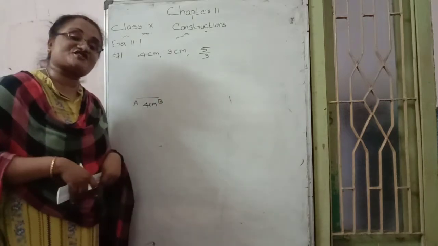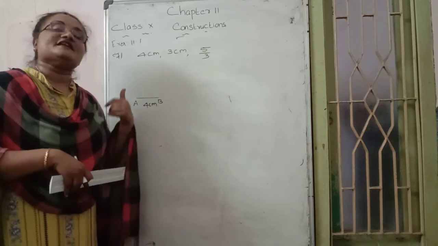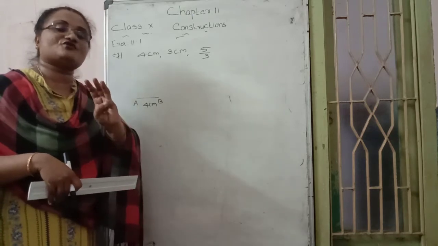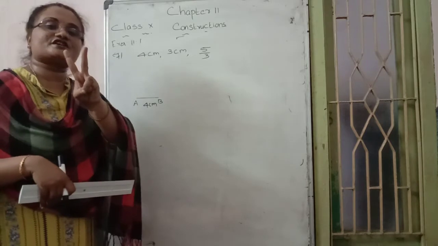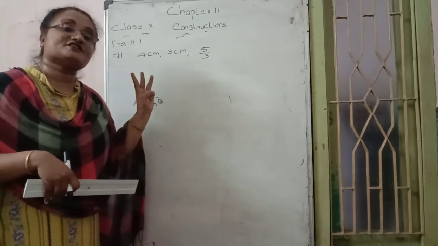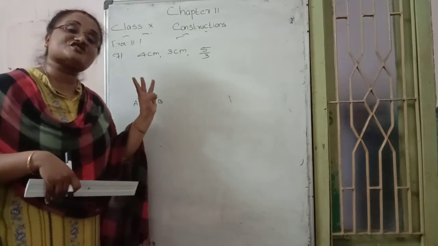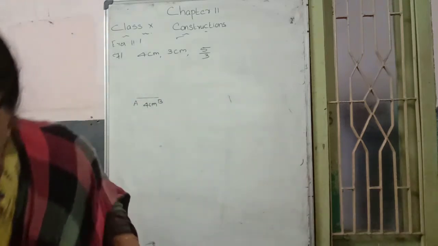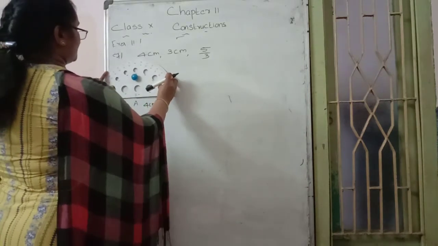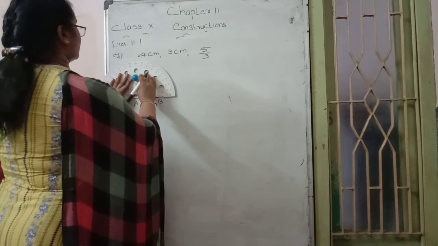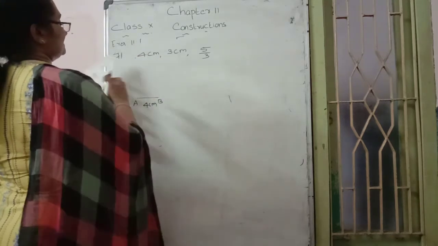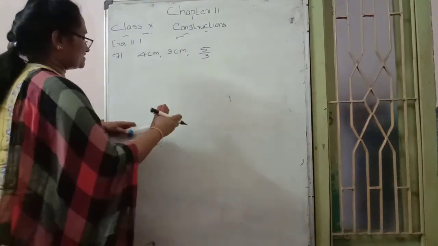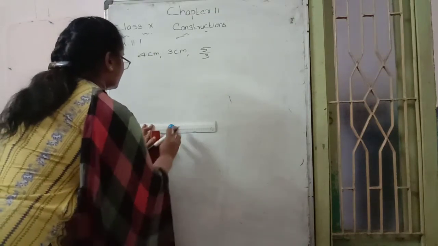Next, the speciality of a right angle: one angle is bigger, how many degrees? 90 degrees. Why? Because here only two measurements are given. We always want three measurements for constructing a triangle. In this given question, there are only two measurements. How do we get the third measurement? They gave the clue: construct a right angle triangle. The speciality of a right angle is that one angle becomes 90 degrees. We know that. That's why we keep angle A as 90 degrees. So take the protractor, keep it and measure the 90 degrees like this, starting from here and going outside.